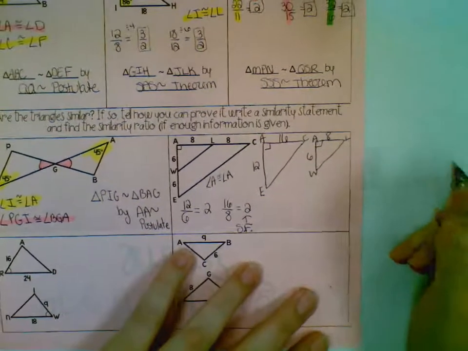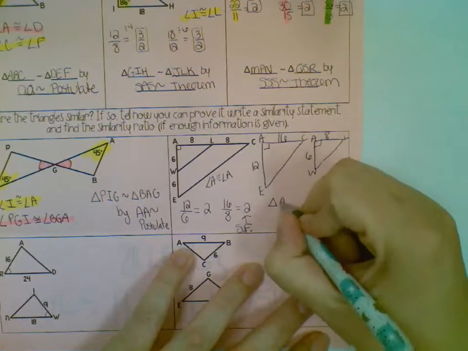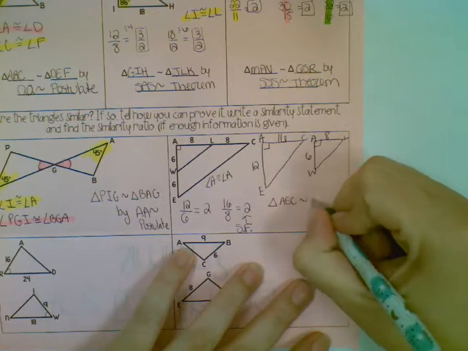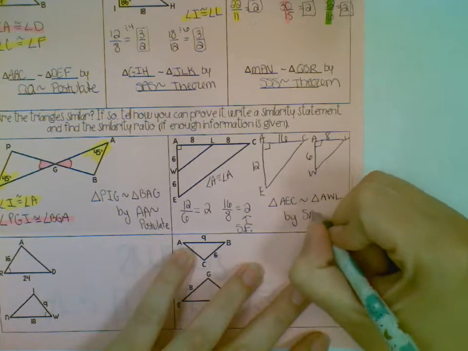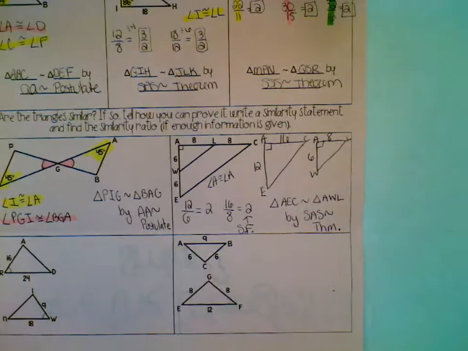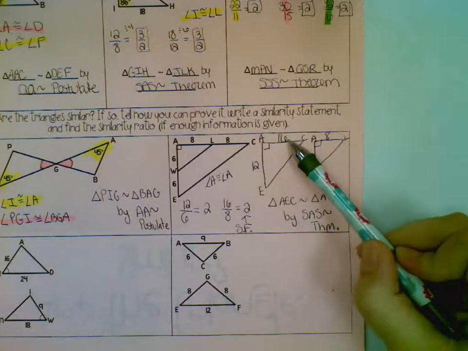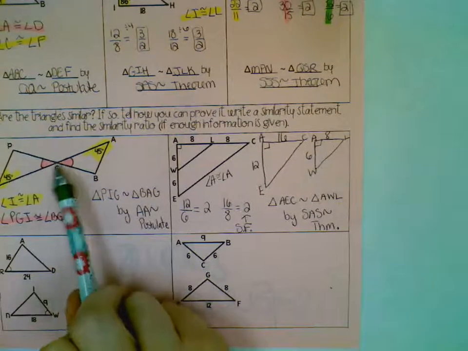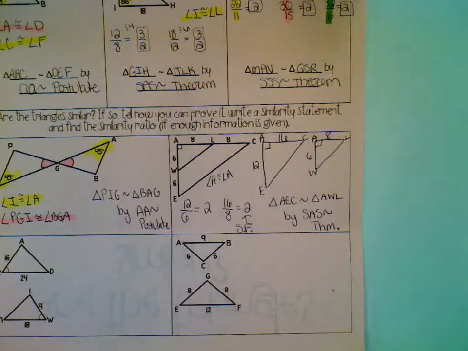So I can write my similarity statement and say that triangle AEC is similar to triangle AWL by the side angle side similarity theorem. Very good. So I would like you to pause your video and check the other two. So remember, you're looking for side angle side with proportional sides, angle angle with two congruent angles, or side side side with three proportional sides. So go ahead and pause and try those other two examples.